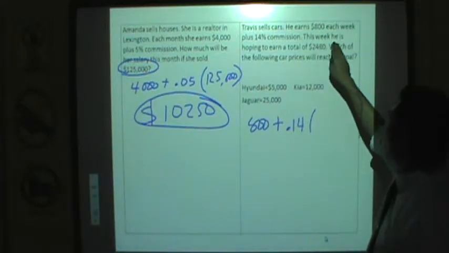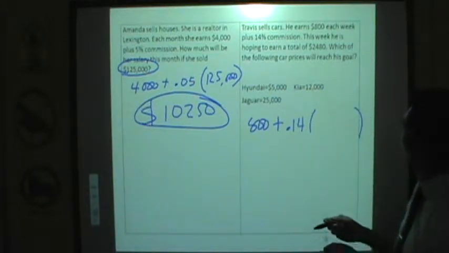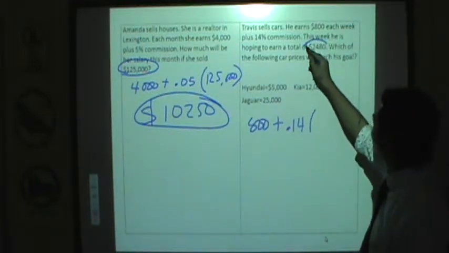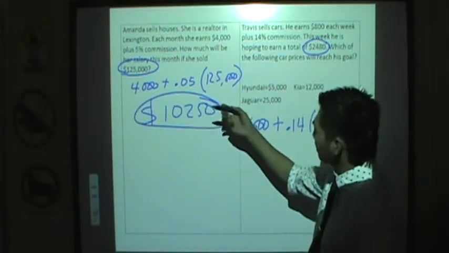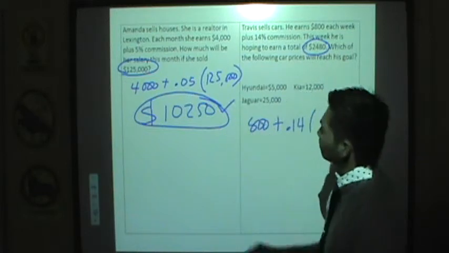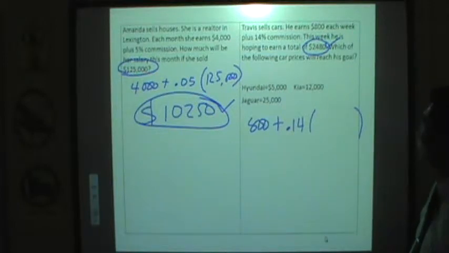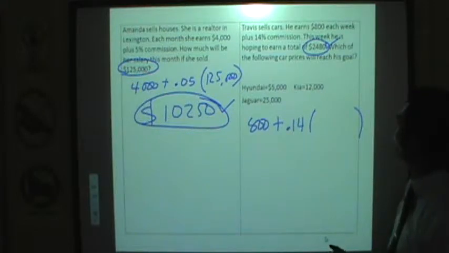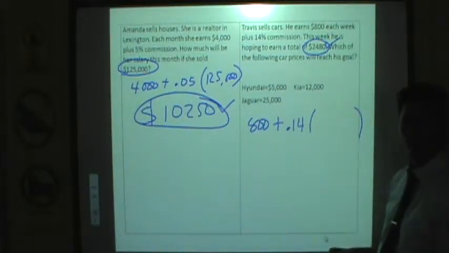So here, for this week, he is hoping to earn a total of that. Okay, so here we go. The problem here is, this is his take-home. Amanda's take-home salary is this one, $10,200. So he is hoping to get $2,480 as his total salary for the whole week. Okay, which one here is going to give him at least that goal, at least that $2,480?